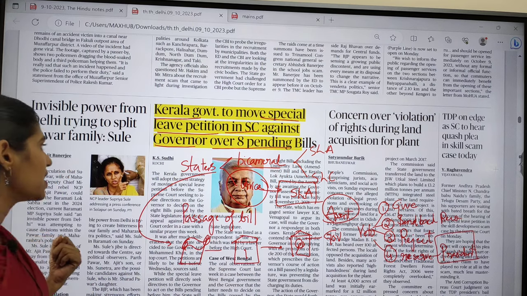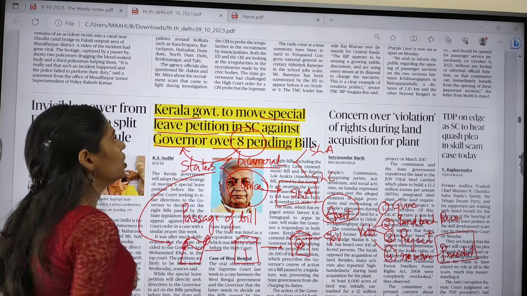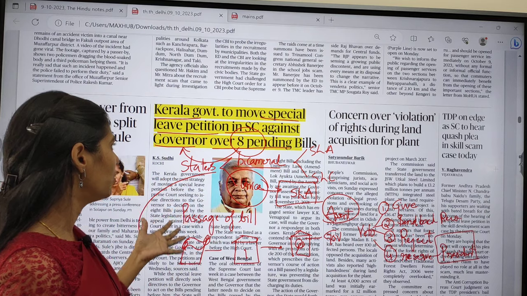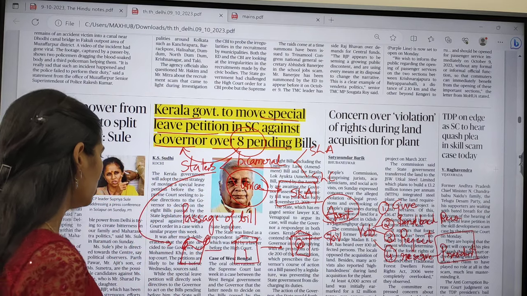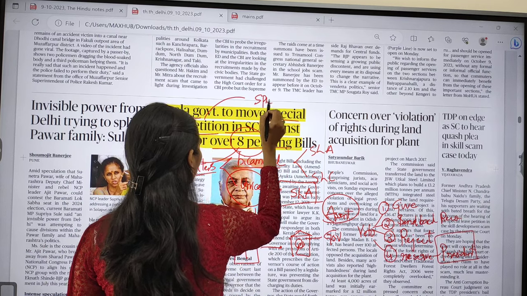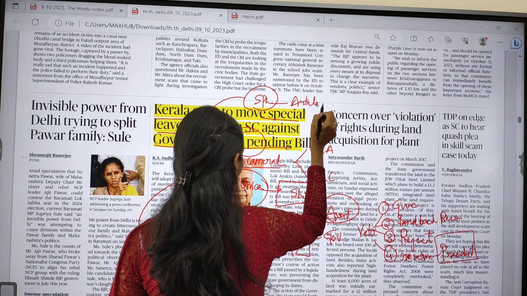This article says that about 8 bills are pending before the governor, so now the state government is moving towards the Supreme Court with a special leave petition. Here you have to know what a special leave petition is and which article in our constitution talks about this.